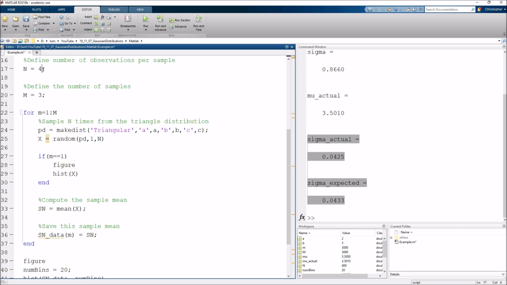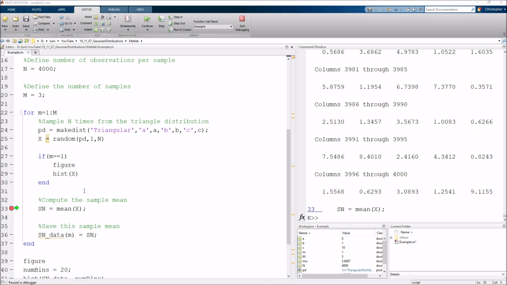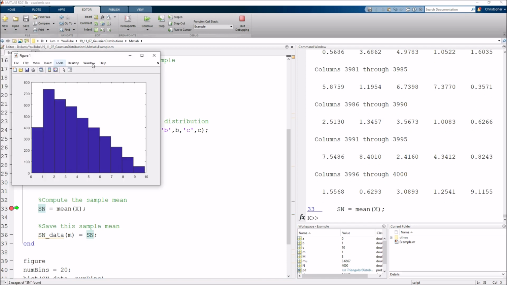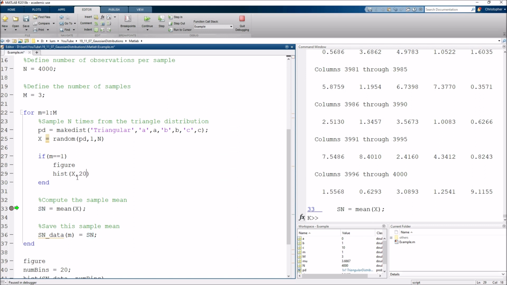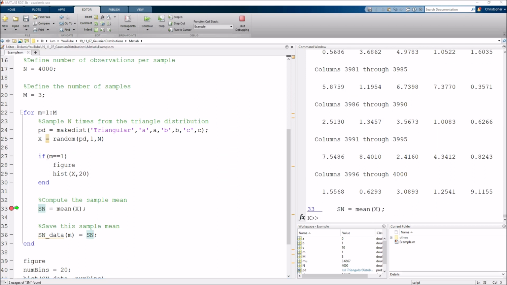Actually, tell you what, let's crank this number back up. Let's make this like 4,000. That way we can see the distribution to start with. And here it is. It looks triangular to me. In fact, let's make this also 20 bins, so that'll make the histogram look a little nicer. Let me run this again.